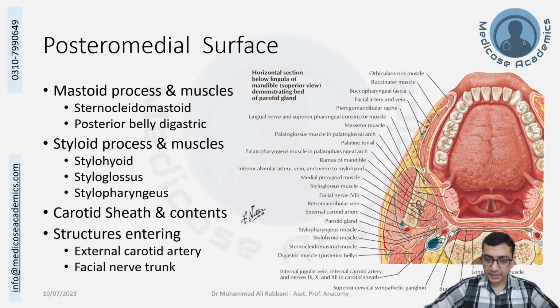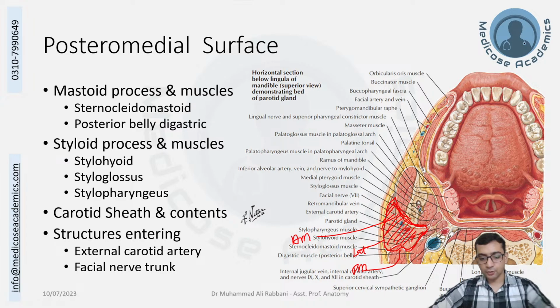So this is the parotid gland right here. I will shade it. This one will be the anteromedial surface. This one will be the posteromedial surface, and this one will be the lateral surface. On the anteromedial surface, you can visibly see the mandible sandwiched between the muscles on either side. On the inner side there is the medial pterygoid, on the lateral side there is the masseter.